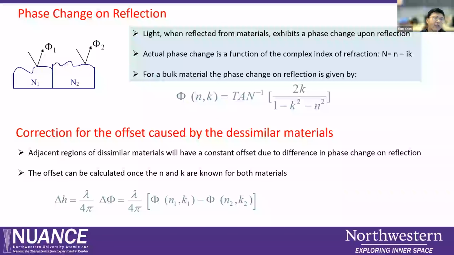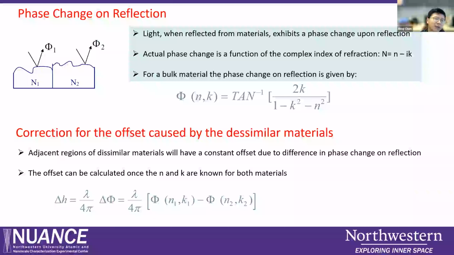if it's the same material and flat, then this phase shift is the same, and this gives you the same height. If it's a different height, then based on the phase shift, it gives you accurate height information also. But if this phase shift is not just caused by the height, but also caused by different N and K, then the height information is also wrong. So that causes this error.